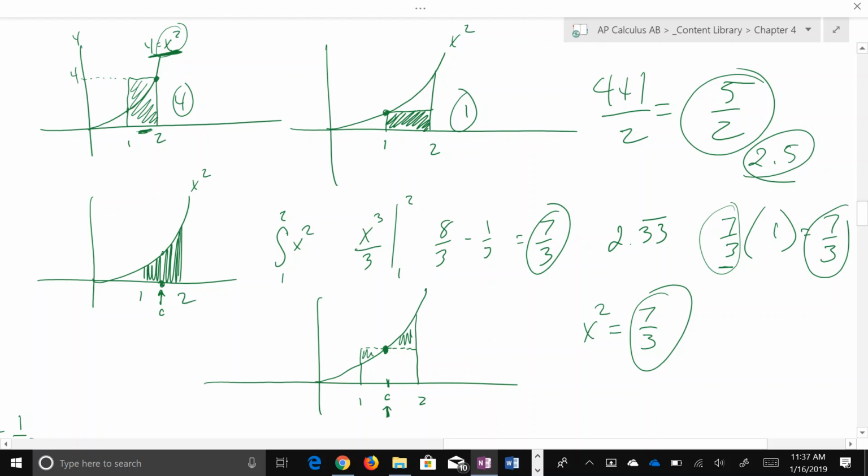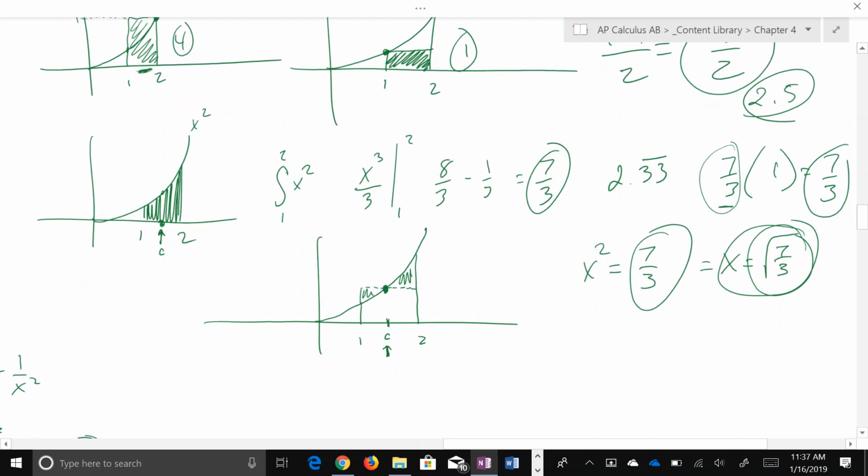Now, we would set that equal to my function, so x equals the square root of 7/3. That's where my average value happens. So that's this square root of 7/3. What's that one? 1.527. Okay. 1.53. Perfect. At 1.53, guys, that's where my average value happens. It's right here. That's the kind of the relation between mean value theorem and average value.